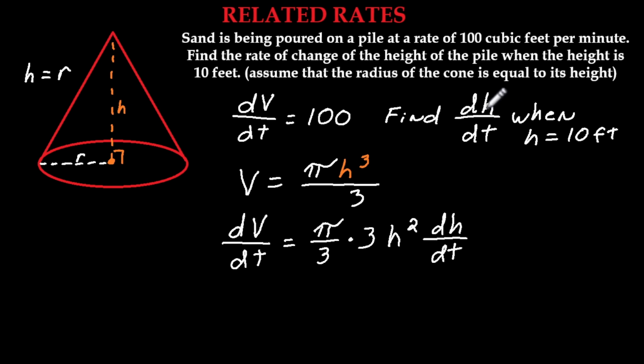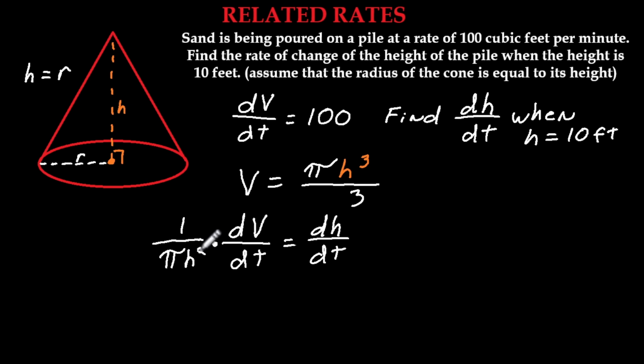Since we have to find dh dt when h equals 10, we have to isolate dh dt, so all of this must move to the other side. We'll multiply both sides by 3 over pi first, which would then simplify. We then multiply both sides by 1/3, which then simplifies on the left to be 1 over pi. And on the right, 1/3 times 3 is just 1. Then dividing both sides by h squared, we get 1 over pi h squared times dV dt equals dh dt.